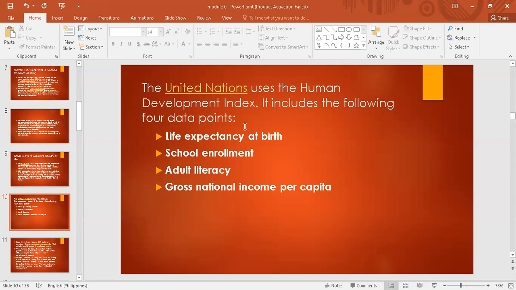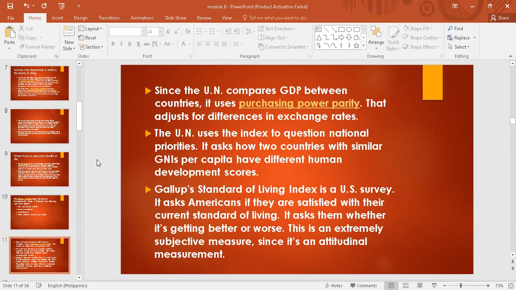So si UN, pag mataas ang life expectancy at birth sa isang nation na yon, ibig sabihin, healthy society nila. Yung school enrollment, consideration also for measuring the quality of life, the adult literacy, and the gross national income per capita. Anong ginagawa ni UN dito? Si UN, it compares, meron siyang gender, no? Si UN, kino-compare niya yung GDP ng countries, no?